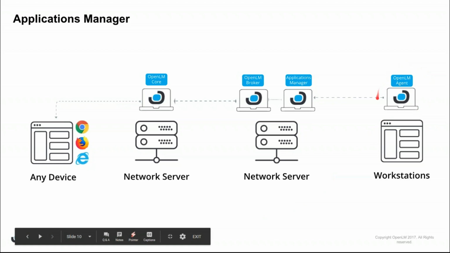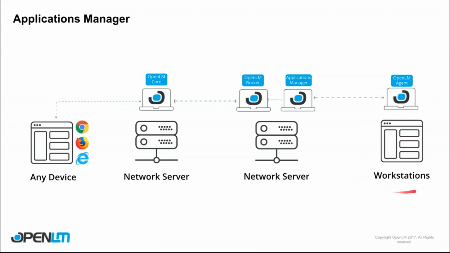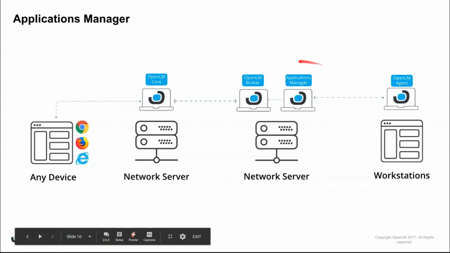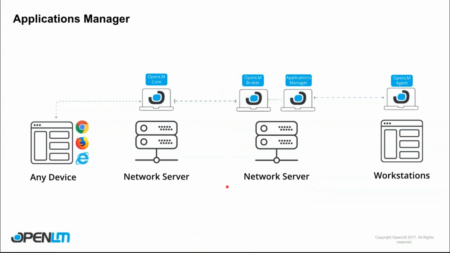So first you'll need to install the OpenLM agent on all the workstations that you'd like to monitor. All the agents from all the workstations will transmit information to the Applications Manager, which in turn will transmit information to the OpenLM broker. Now these two can be on a dedicated network server or on the same server as the OpenLM server, as the OpenLM core. So the OpenLM broker, once it gets the information from the Applications Manager, simply transmits the data, as it does for other license managers, into the OpenLM core.